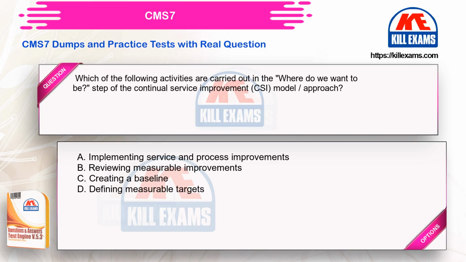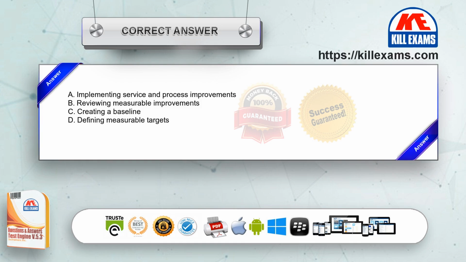Which of the following activities are carried out in the "Where Do We Want to Be?" step of the Continual Service Improvement (CSI) model approach? Option A. Implementing service and process improvements. Option B. Reviewing measurable improvements. Option C. Creating a baseline. Option D. Defining measurable targets. The correct answer is option D.